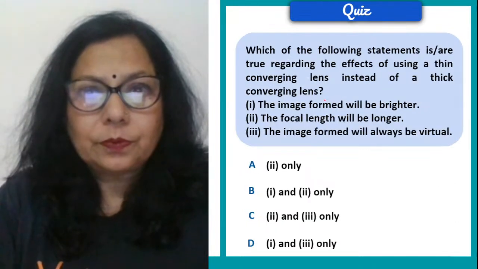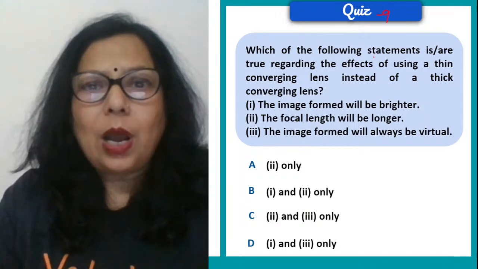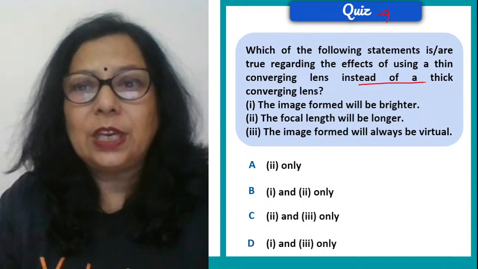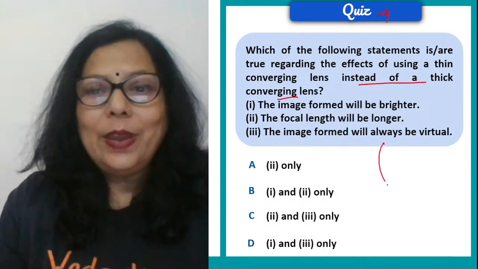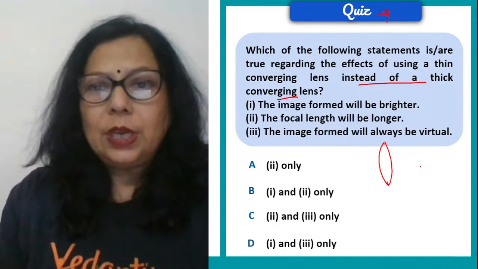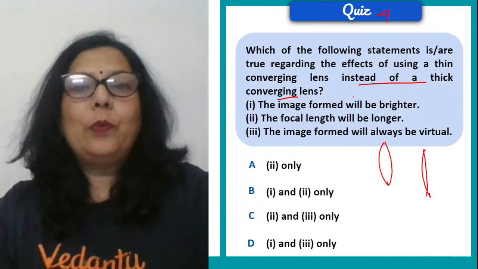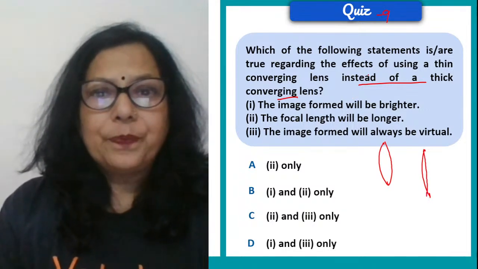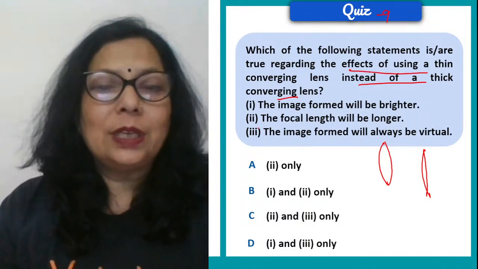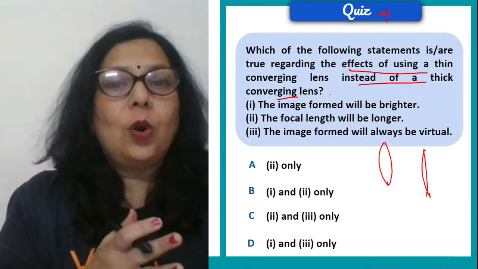Next question. Which of the following, this is the ninth now, is or are true regarding the effects of using a thin converging lens instead of a thick converging lens? Convex lens, we are using thin or thick. So thin, like this is very thin, right? So which of the following statements are true regarding the effects of using a thin converging lens instead of a thick one? If you have used thin, what will happen?